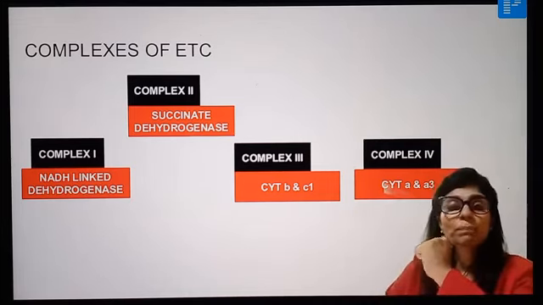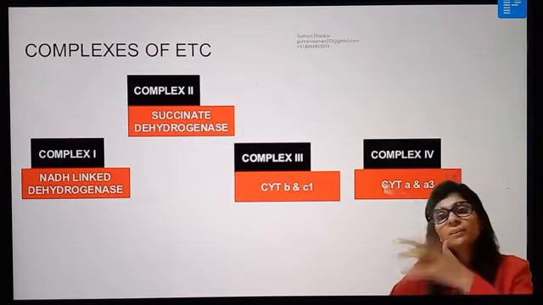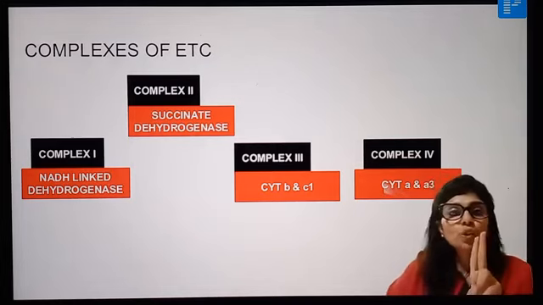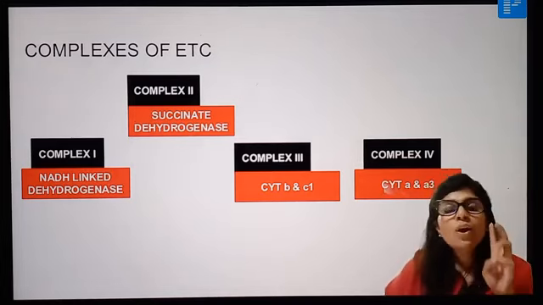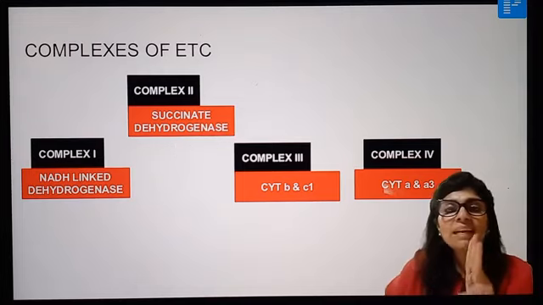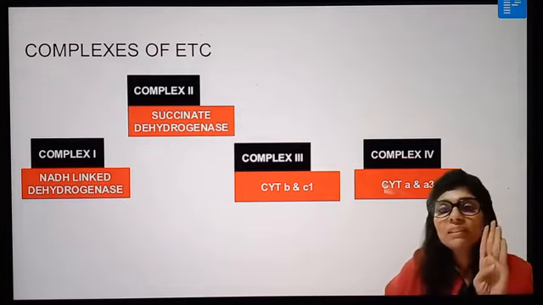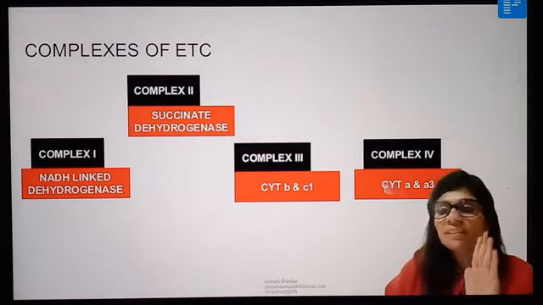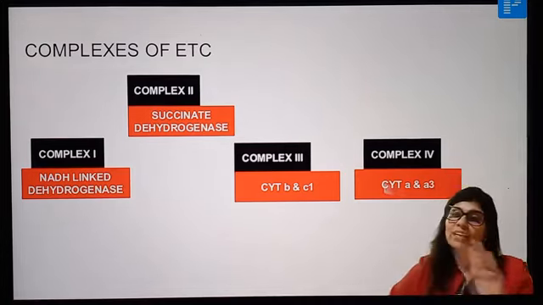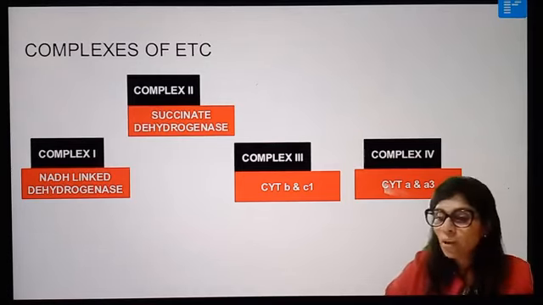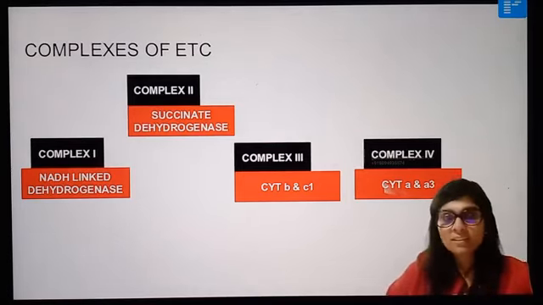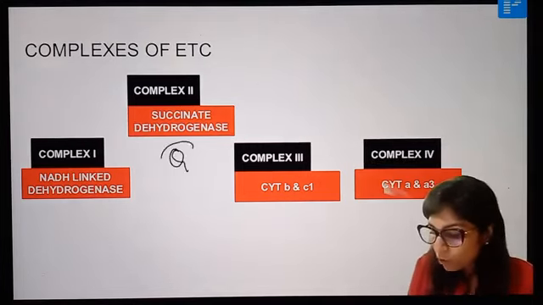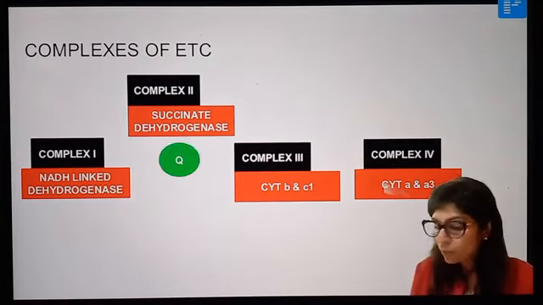So can you all repeat this? What are the 5 stationary complexes? Complex 1 is NADH linked dehydrogenase. Complex 2 is succinate dehydrogenase. Complex 3 is cytochrome B and C1. Complex 4 is cytochrome A and A3. Complex 5 is ATP synthase complex. What are the mobile complexes? We have 2 mobile complexes. One is ubiquinone or Q, placed between 1 and 3.